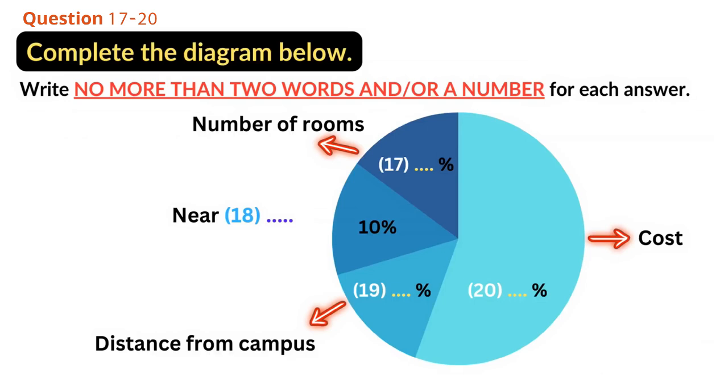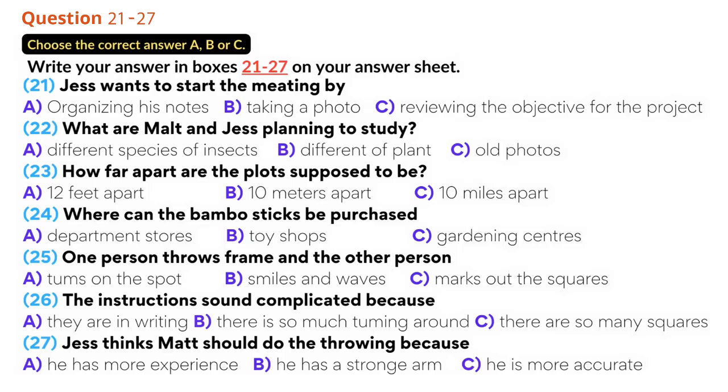That is the end of part 2. You now have half a minute to check your answers. Now turn to Part 3. Part 3. You will hear a conversation between two students who will discuss a project they're working on together. You have 30 seconds to look at questions 21 to 27.